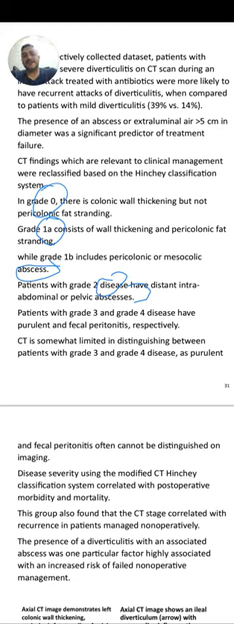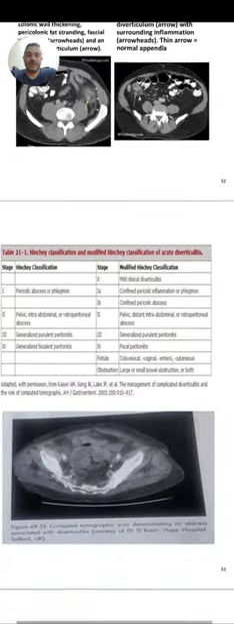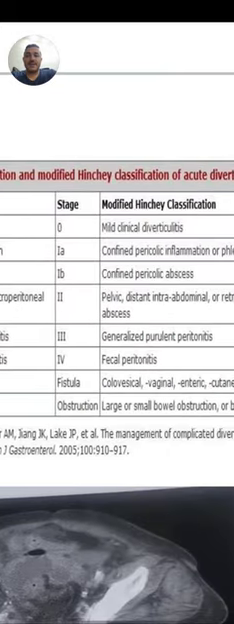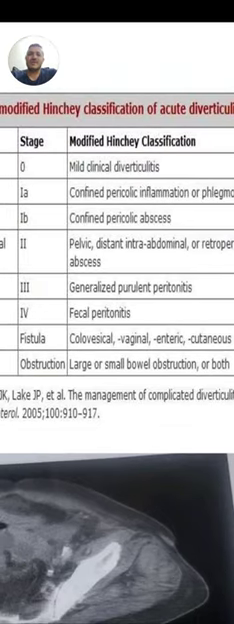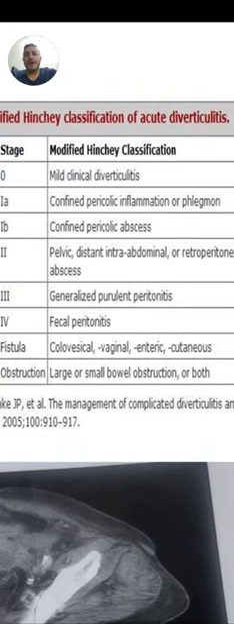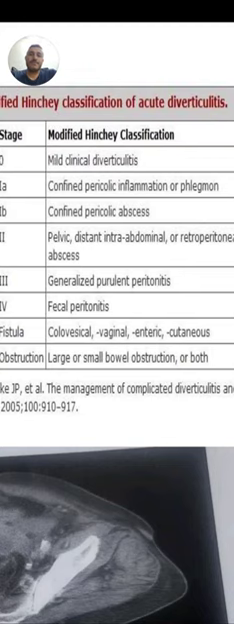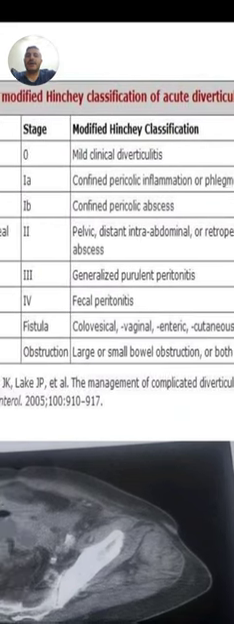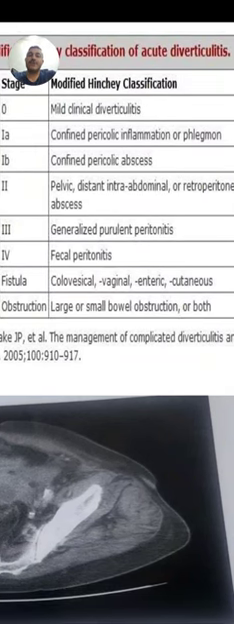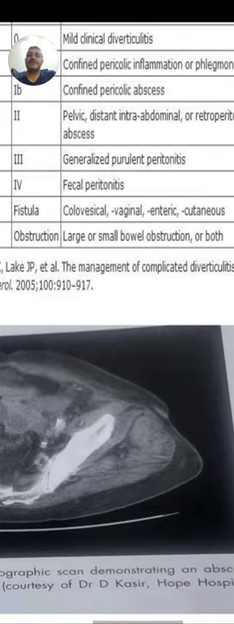This classification is important. I should repeat the sentence as it's crucial: it guides our treatment. You can see here the diagram. Here is the Hinchey classification, and here is the modified Hinchey classification. 0 is mild clinical diverticulitis in the form of colonic wall thickening. 1A is pericolic or mesenteric fat stranding. 1B is pericolic abscess. 2 is pelvic abscess. 3 is purulent and 4 is fecal peritonitis.